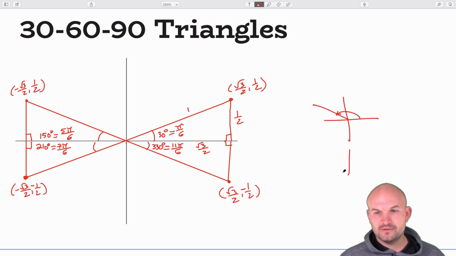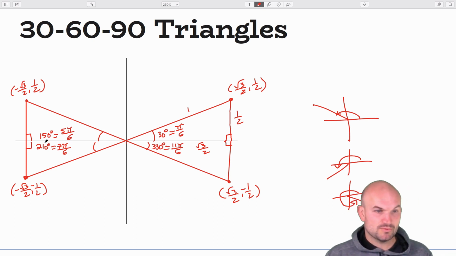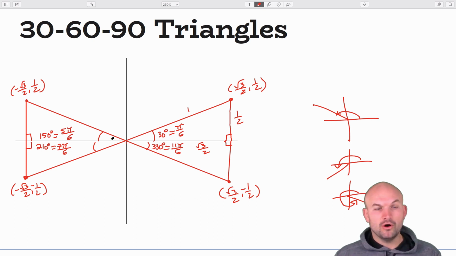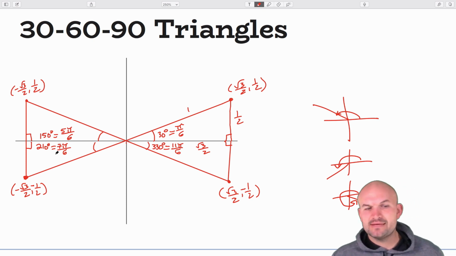So that's that one, that angle, and that angle. Okay, so 150 degrees. So again, if we know this angle is 30 degrees and we know halfway around the circle is 180, you subtract 30 degrees, and that's how I get 150. Or you have pi over 6, 6 pi over 6, you subtract pi over 6, you're going to get 5 pi over 6.